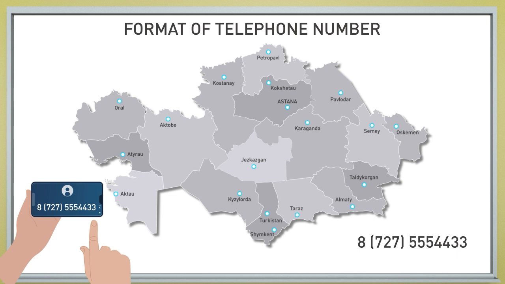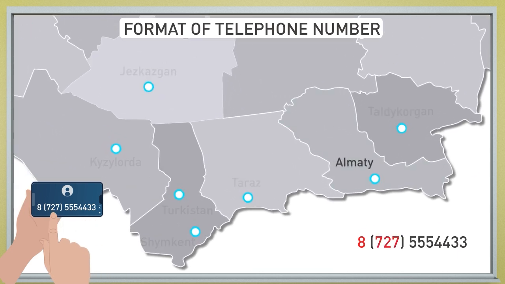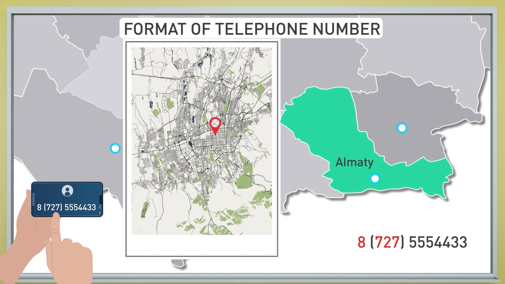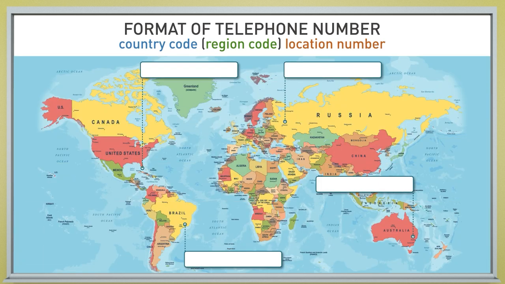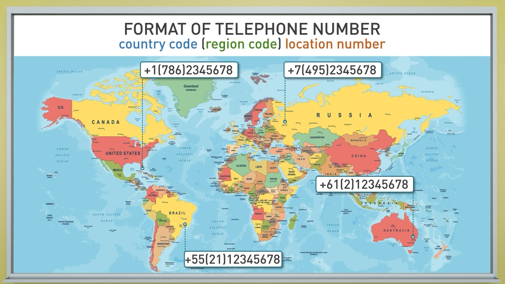For example, if in Kazakhstan you call number 8727-555-4433, then 8 means access to intercity. 727 is the city code of Almaty, and 555-4433 is a local number somewhere in Almaty. By the same principle, you can call anywhere in the world and talk about anything.